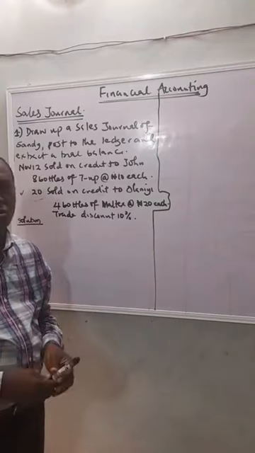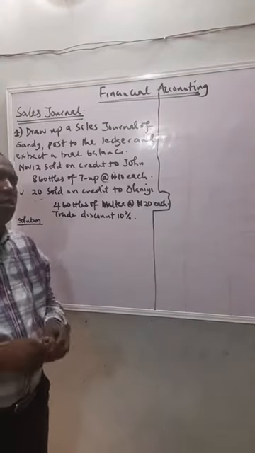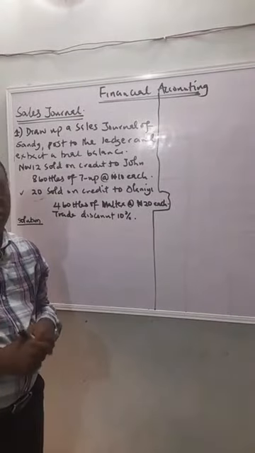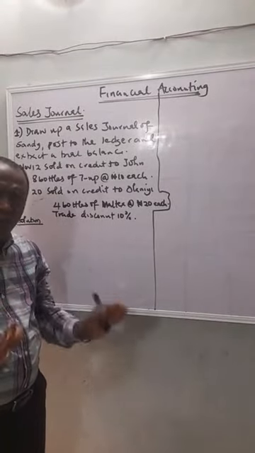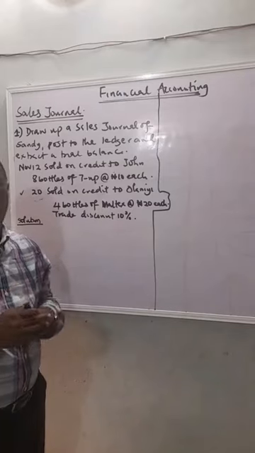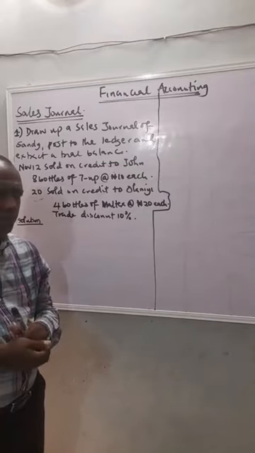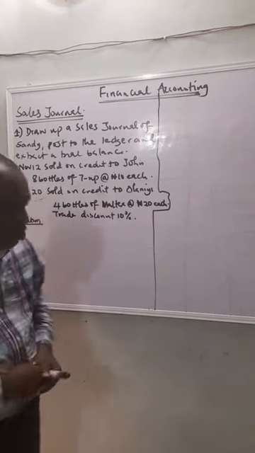Your account will be credited, which is the sales account. And the person you are selling to is receiving. His account will be what? Debited. That is the principle of double entry, propounded by Lucas Pacioli in the 15th century.